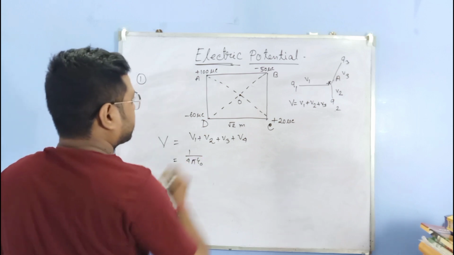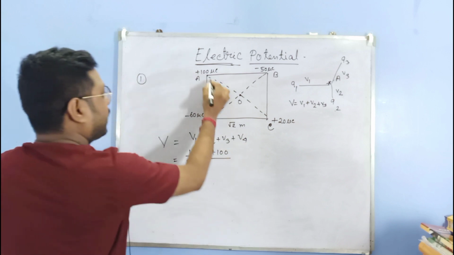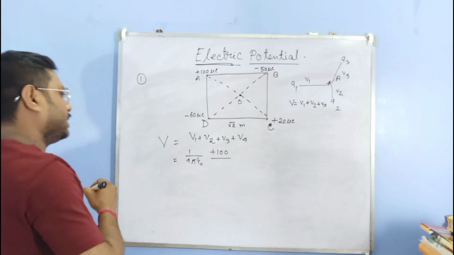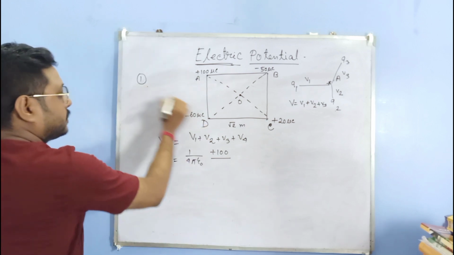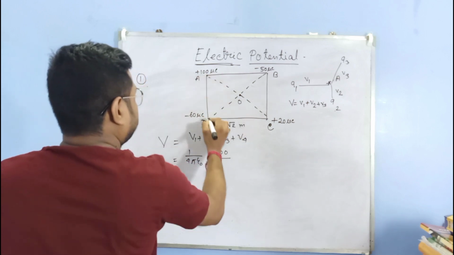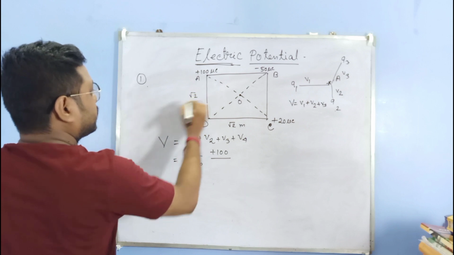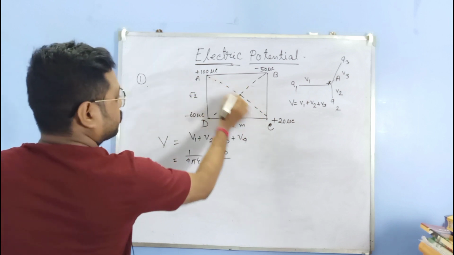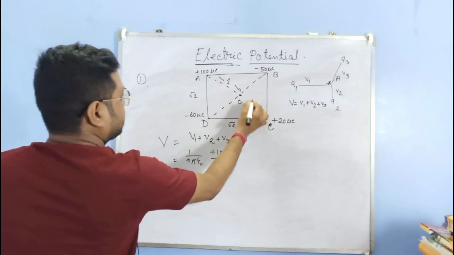What is Q? Q is plus 100. Here the sign of charge can be mentioned. R is half of the diagonal. We know that if this is a square, then this is root 2 meter and also AD is root 2 meter. So AO will be 1 meter, AC will be 2 meter. So this is 1 meter and this is 1 meter.